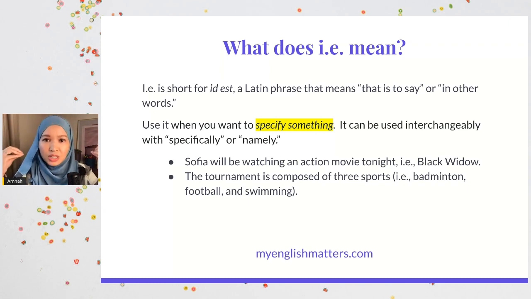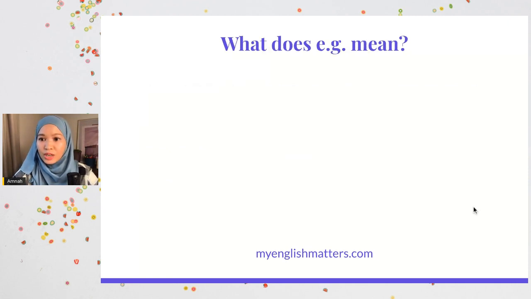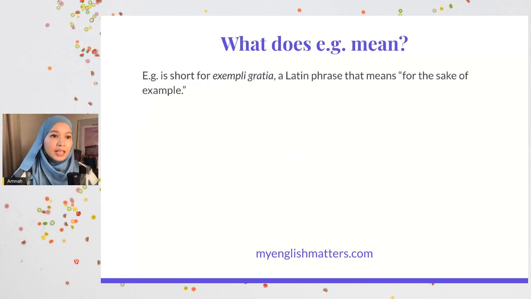So i.e. is to specify and to be clear on something, or to clarify something that you have mentioned in that sentence. Now let's move on to e.g. What does e.g. mean? E.g. is short for exempli gratia, a Latin phrase that means for the sake of example. So you're creating examples when you use e.g.